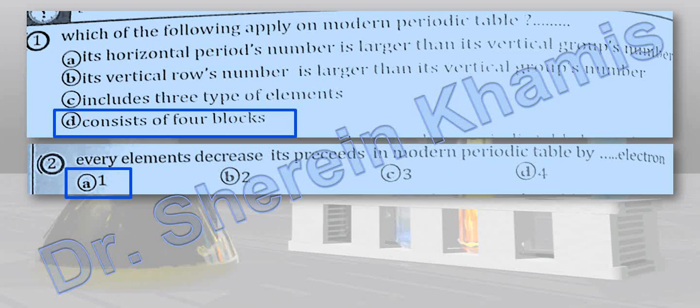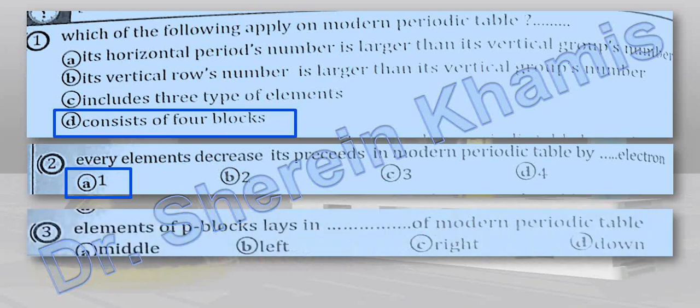We have another question here. Question number 3: elements of the p block lie in... It means its place in the modern periodic table. Do you think it's to the right, to the left, the middle, or down? I think you know that the s block is at the left, the p block at the right, the d block in the middle, and the f block down, below the table. So the right answer here is at the right of the periodic table.